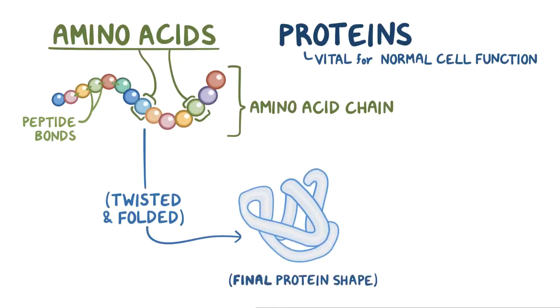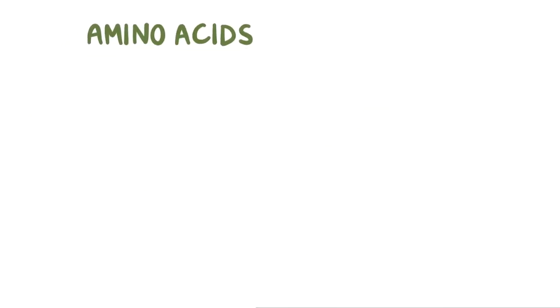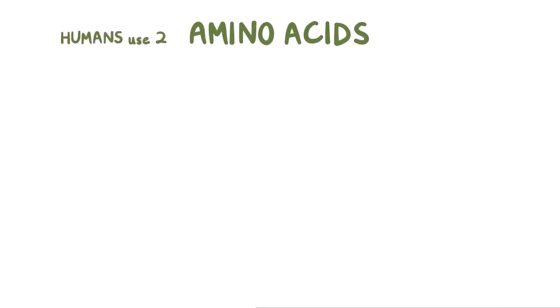To make a protein, we need to get to know two things: the ingredients, which are the amino acids, and the recipe, or how the finished amino acid chain folds into the protein. Humans use 20 amino acids in our day-to-day protein making.